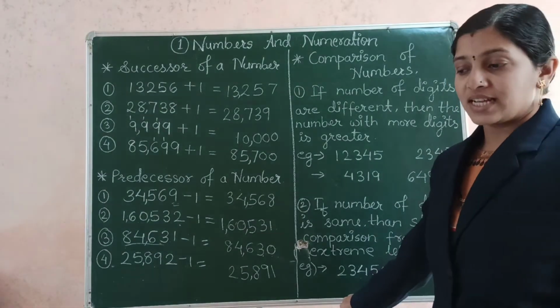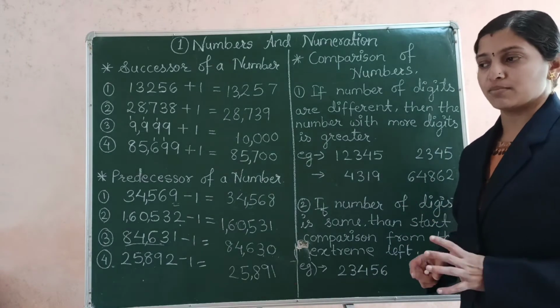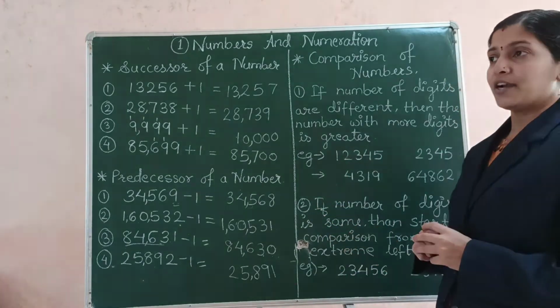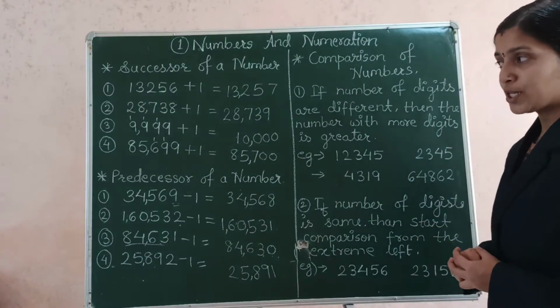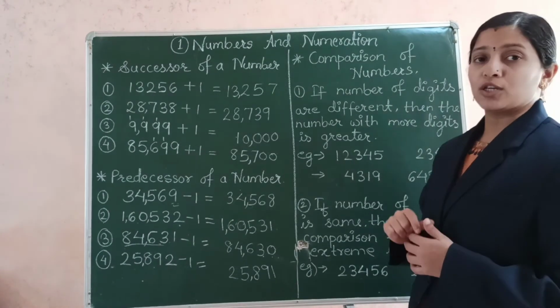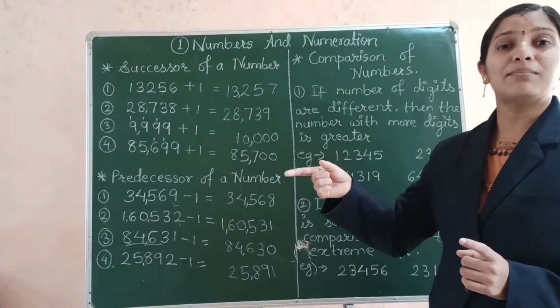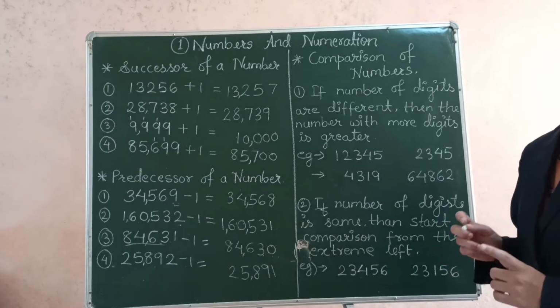The second rule says that if the number of digits in both the numbers is the same, suppose both the numbers are of 4 digits only, and we are asked to find the greater or the smaller, then what are we expected to do? We are expected to start comparison of each digit from the extreme left. So we will see these rules in detail.